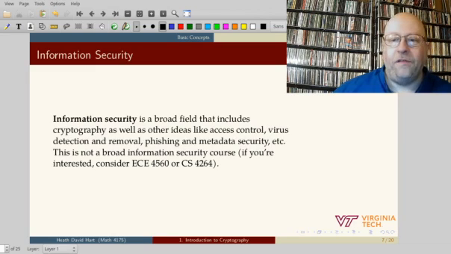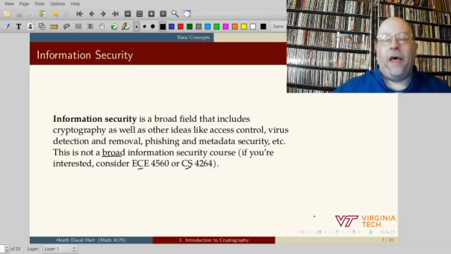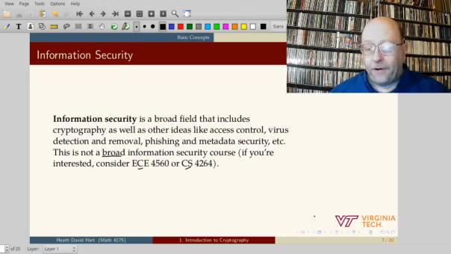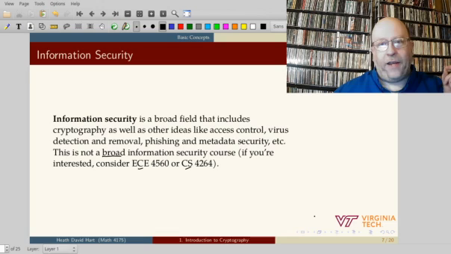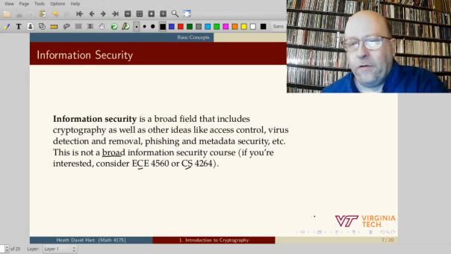This is not a broad course. If you want to take a broad information security course, the EC department and the CS department both have one, and you're encouraged to check those out. We're looking specifically at encryption and decryption of data and the mathematical background necessary to understand how those enforce rigor and things like that.